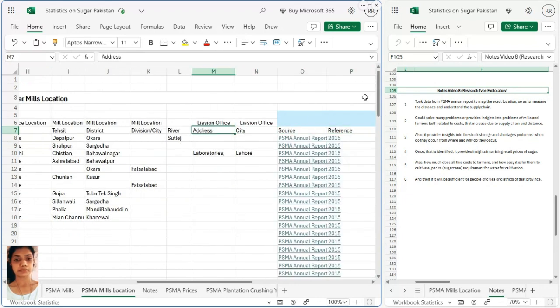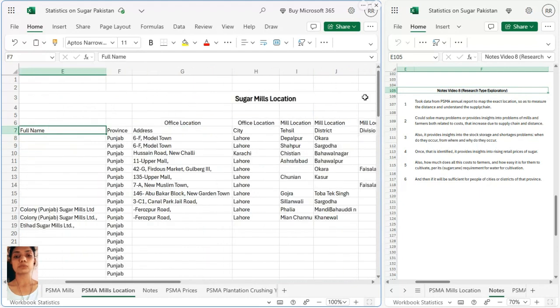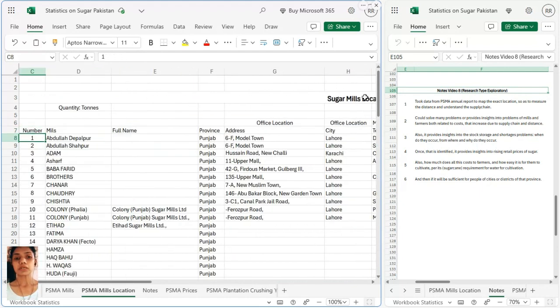And then there is the liaison office, which is used for correspondence, in the city. So the idea was, why this much detail? How is this going to benefit the research? The idea was to map the supply chain. Now, how do you map the supply chain with this sort of data?